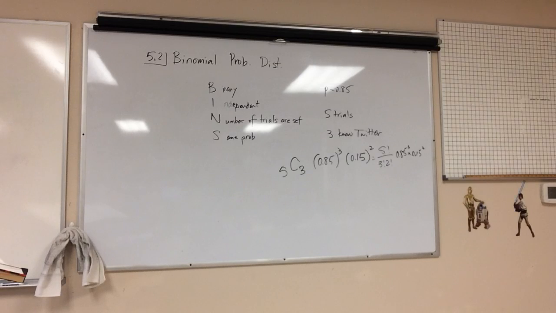What are those numbers, the 0.85 and the 0.15? From the example, there's a 0.85 chance of it being right. So that's the leftover, the 0.15 chance of it being wrong.